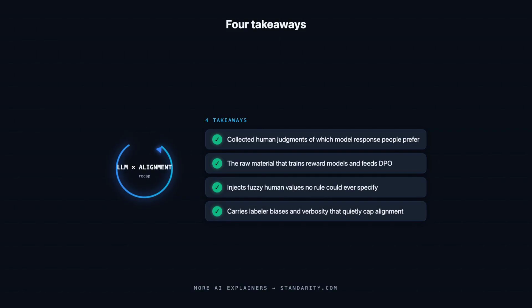But it also carries labeler biases and inconsistencies that quietly cap alignment, which is why so much effort goes into guidelines, quality control, and AI-generated preferences.